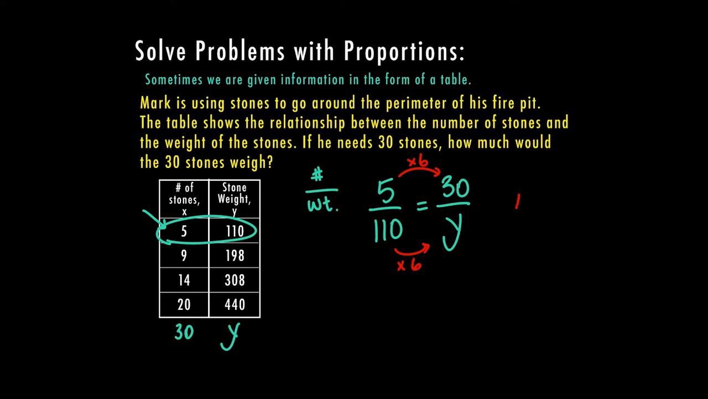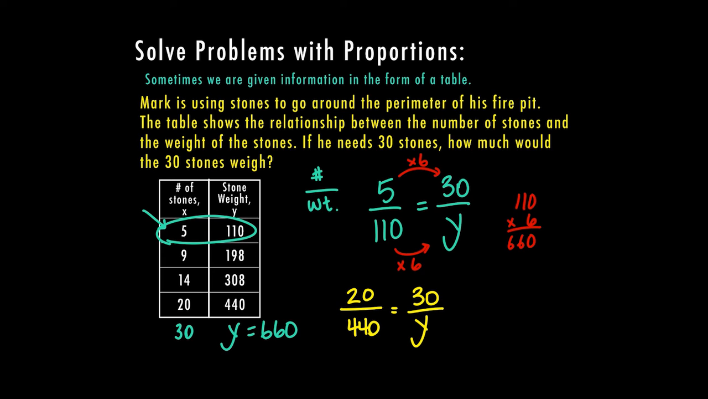So over here, 110 times 6 is just going to be 660. So I know that if I have 30 stones, they are going to weigh 660 pounds. If I didn't have a number like 5 that went into 30 evenly, I could always use a number like 20. And I know the 20 stones weigh 440 pounds. So that means 30 stones is going to weigh Y.